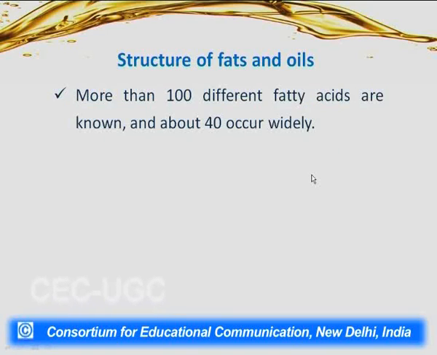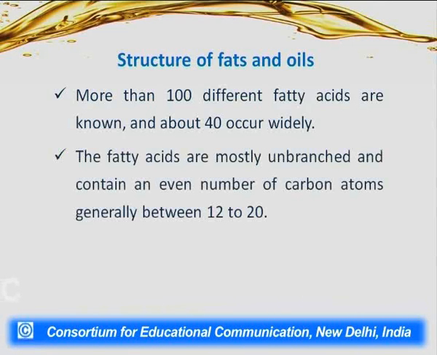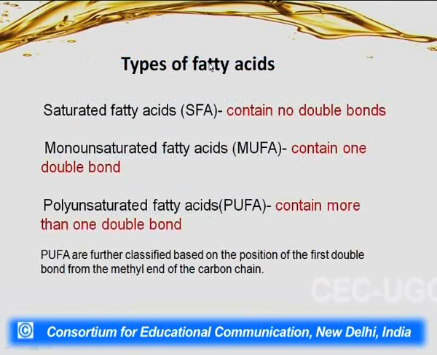From different sources, more than 100 different fatty acids have been obtained, and about 40 of them occur widely. The fatty acids are mostly unbranched and contain an even number of carbon atoms, generally between 12 to 20. Although some oils have been shown to contain acids containing 3, 4, 5 carbons, etc., most often they contain acids which consist of 12 to 20 carbon atoms.